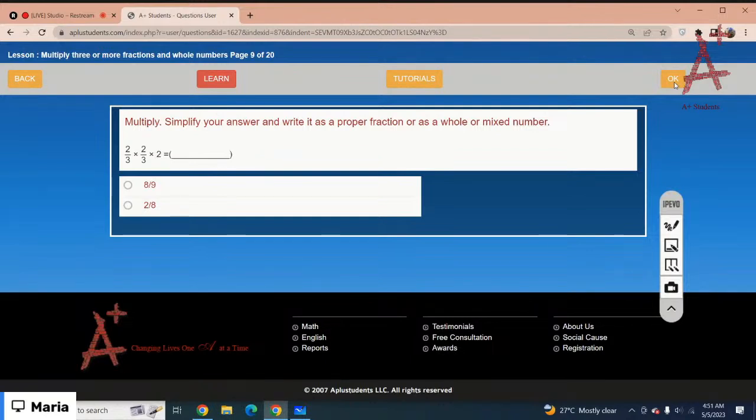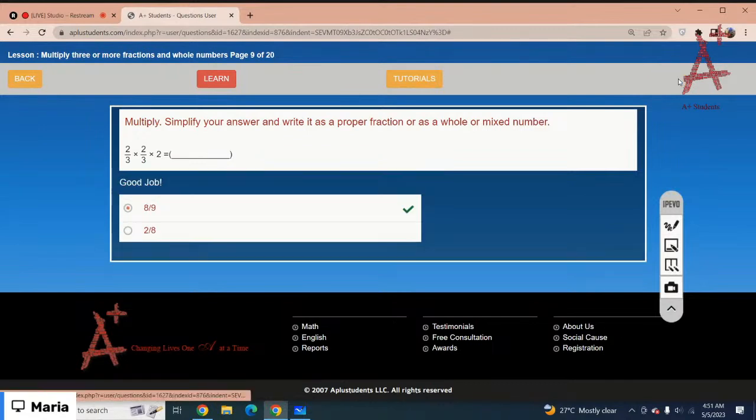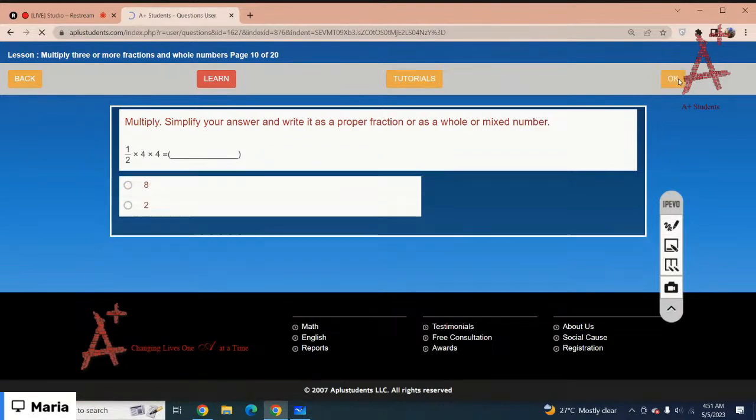Okay, the next one is 2 times 2 times 2. That would be 2 times 2 is 4, 4 times 2 is 8, and 3 times 3 is 9. So it would be 8 over 9. The correct option is 8 over 9. Okay, 4 times 4 is 16, and 16 divided by 2 is, yes, it would be 8. The correct option is 8.